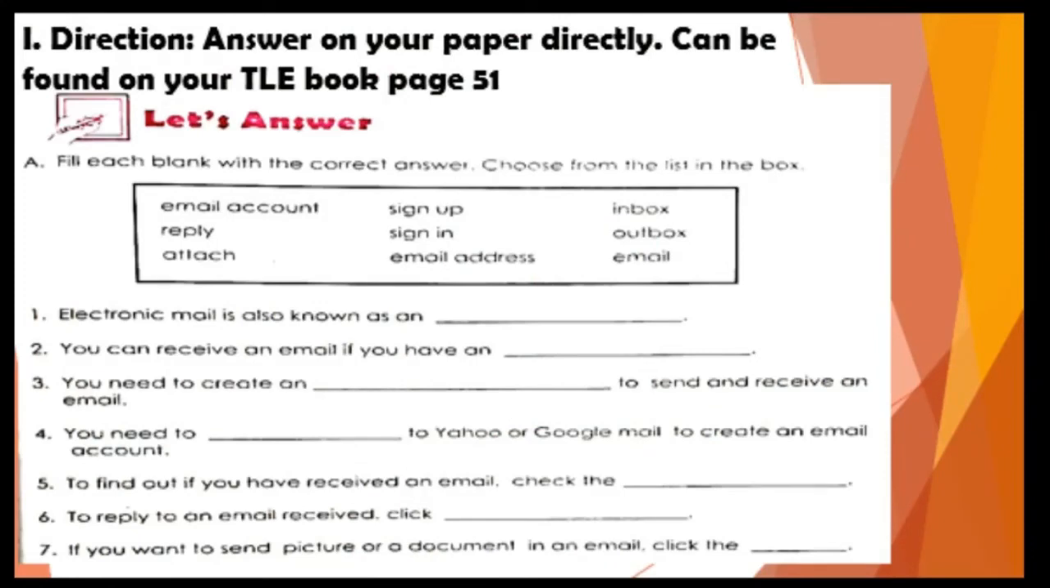For the next activity, direction: answer on your paper directly, found in your TLE book page 51. Activity A, fill each blank with the correct answer. Choose from the list in the box. Read, understand, and then answer from 1 up to 7.